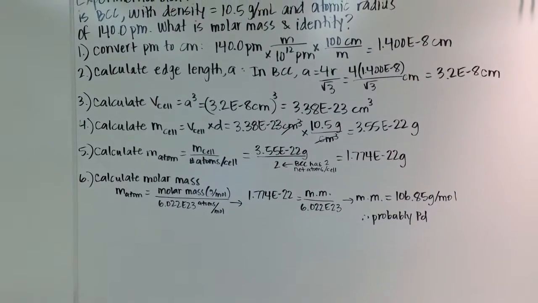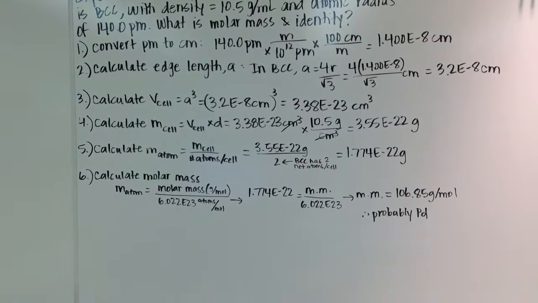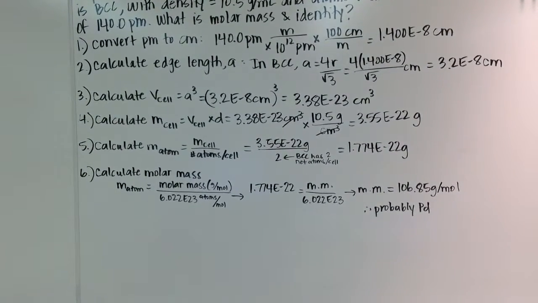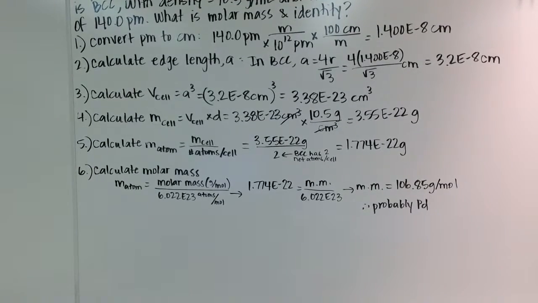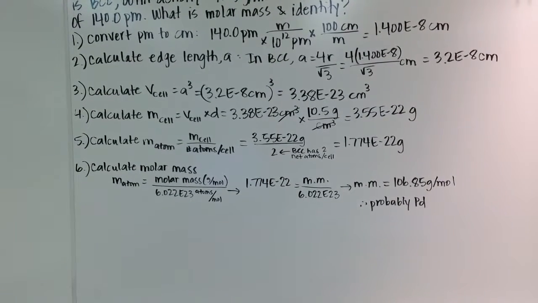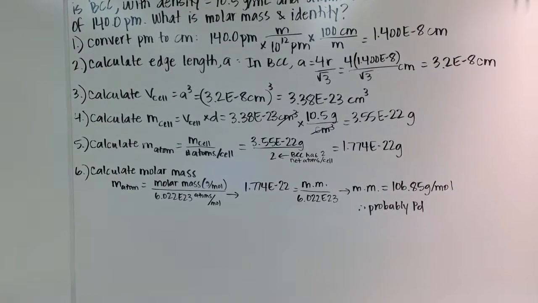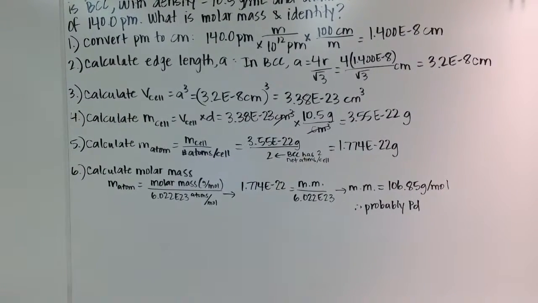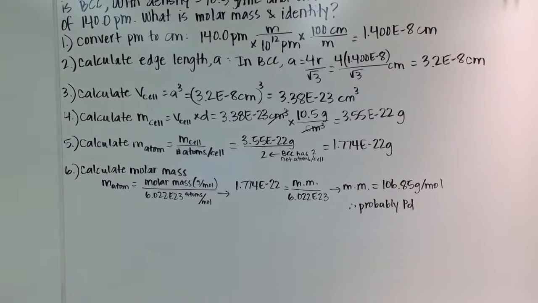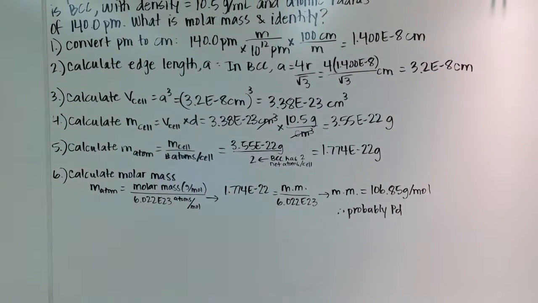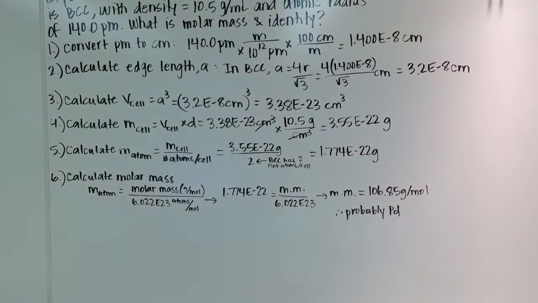The last thing we need to do is calculate molar mass. If the mass of an atom is equal to its molar mass in grams per mole divided by Avogadro's number, which is atoms per mole, then we just rearrange that. We take mass of the atom that we just calculated, plug that in, and we set that equal to x over Avogadro's number. When we rearrange our algebra, we come up with 106.85 grams per mole, so therefore it's most likely palladium.